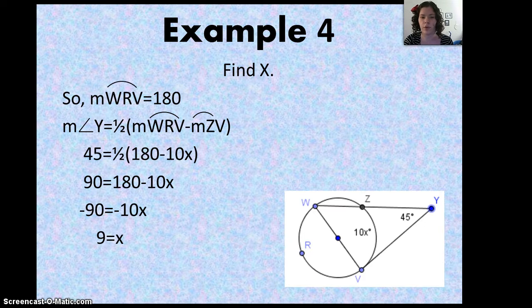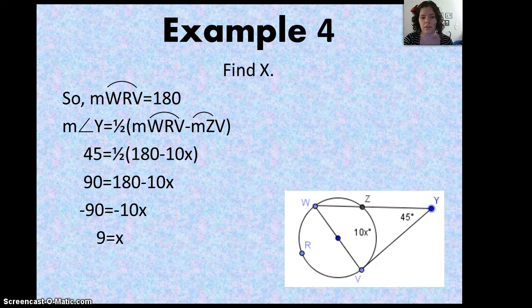Our last example, we want to find x. So the measure of arc WRV equals 180 degrees, since it creates a semicircle with the diameter. The measure of angle Y equals 1/2 the measure of arc WRV minus the measure of arc ZV. The measure of angle Y is what we're given in the equation, so 45 equals 1/2 of 180, which is what we found above, minus 10x, which is also given to us.